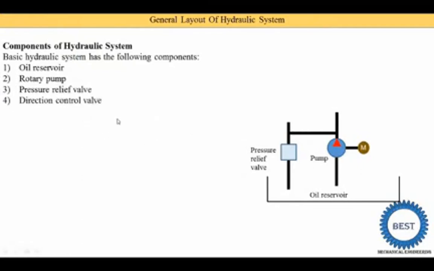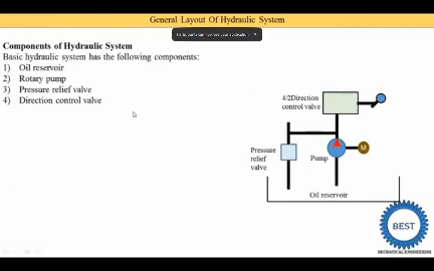Fourth one is the direction control valve. We will understand all these components in detail later on. First we see what the various components are, so we just make the list. Here you see it is a 4x2 direction control valve. It is a 4x2 control valve, which means there are 2 outlets and 1 inlet, a total of 4 ports.